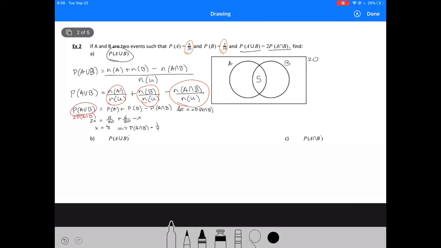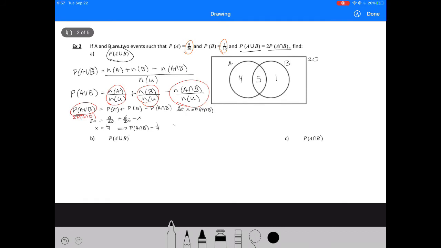I know that that has to be 5 because that's 1/4 of 20. Now I can fill in what A is going to be, 4, and B, so 6, so I would have B would be 1 here, okay? So now what I want to remember is what I'm looking for.